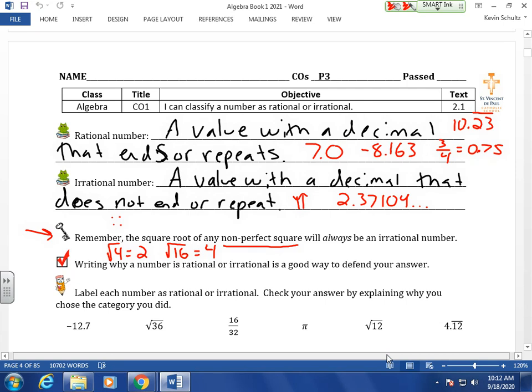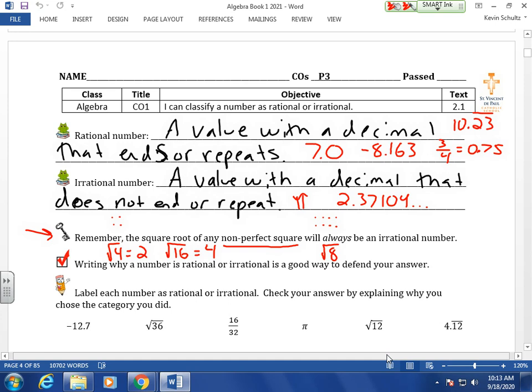An example of a non-perfect square, and I'm going to give you one to start with here, would be something like the root of 8. If I give you 8 dots, you can't make a square out of that. You can make a rectangle. You can't make a square. Okay? It is a non-perfect square.